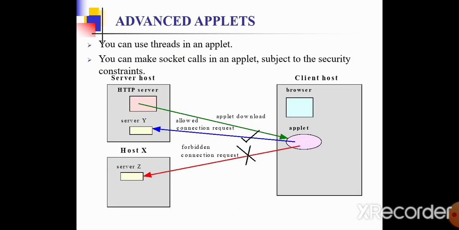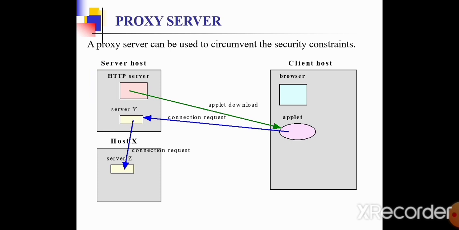So these are advanced applets. You can use threads in an applet. You can make sockets in an applet, subject to security constraints. So this is the HTTP server and client host. They allow the connection request, and there will be forbidden connection requests. If it is an unwanted connection, they will disconnect the connection by the HTTP server to the host. The proxy server can be used to circumvent the security constraints. So there will be a server host and a client host, and there will be an applet download and the connection request.